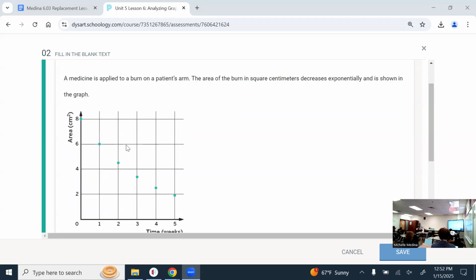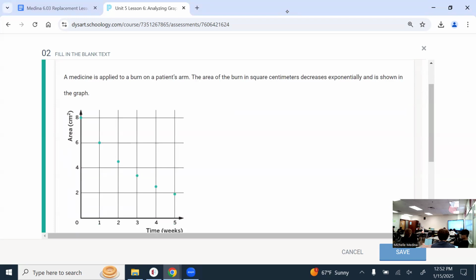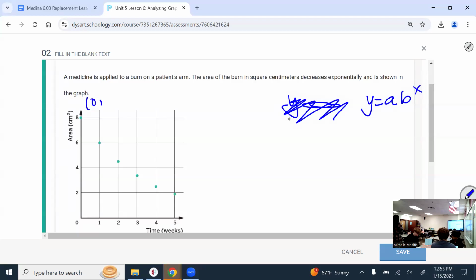what those coordinates are. It did say it's decreasing exponentially, so I'm going to use this setup, which is our equation for an exponential function. Y equals a times b to the x. So it gives me the coordinates (0, 8) and (1, 6) super clearly. The other ones I'd have to estimate, so I don't really want to use those.